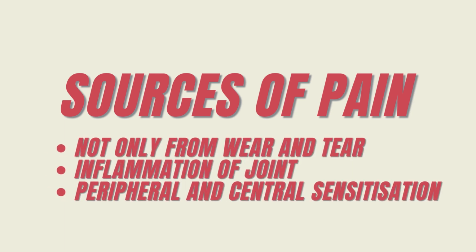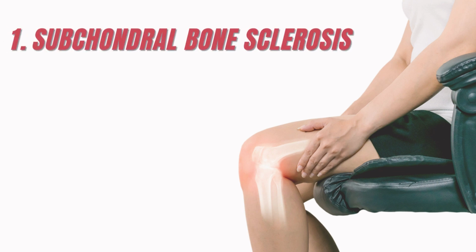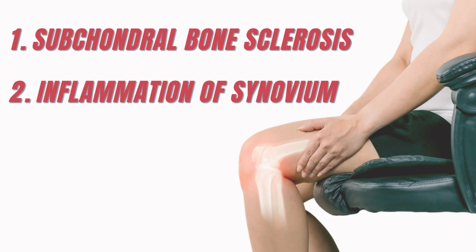Coming to the sources of pain, previously in knee OA it was thought that the pain is coming only because of the wear and tear of the cartilage. However, in the recent decade it is found out that there is actually inflammation happening within the entire joint itself, and there's also an element of peripheral and central sensitization which causes the pain to be more enhanced. So to keep things simple, we'll be looking at two main pain sources, and first thing is the subchondral bone sclerosis, and the next thing is the inflammation of the synovium.